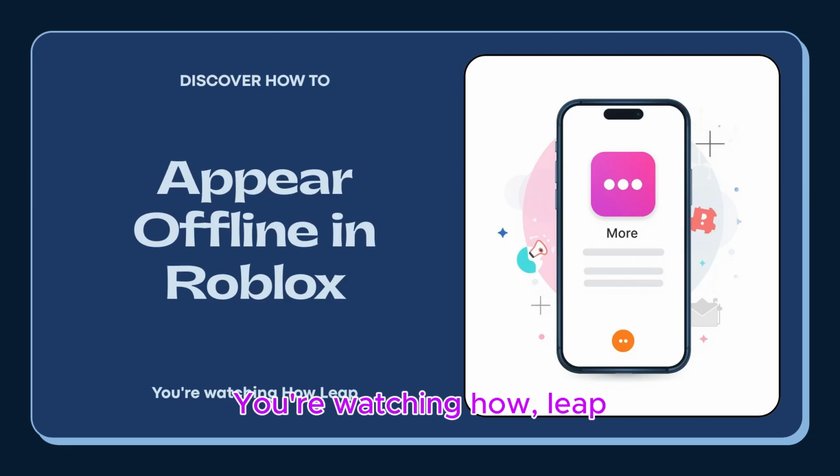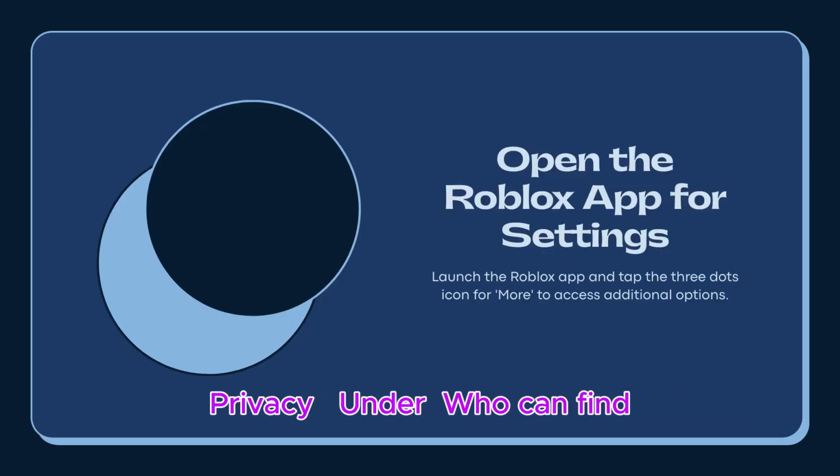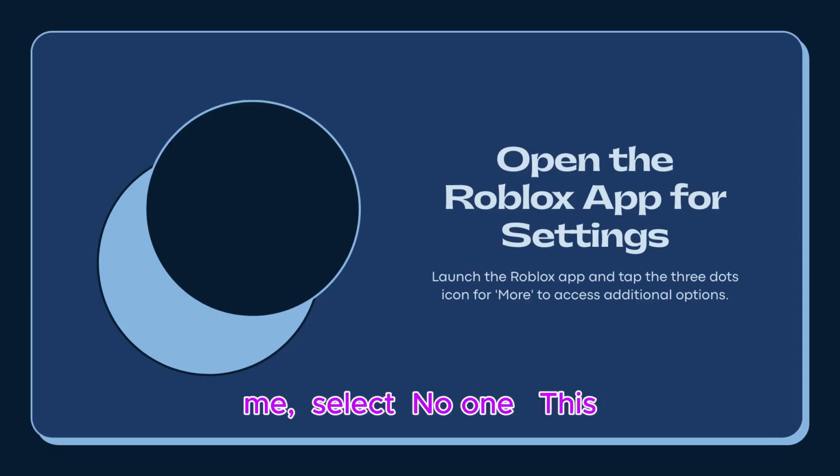You're watching how Leap lets appear offline in Roblox. Open the Roblox app and tap the three dots icon for more. Go to Settings, tap Privacy. Under Who Can Find Me, select No One. This prevents friends from seeing you online in search.